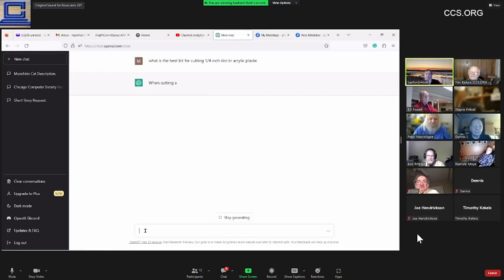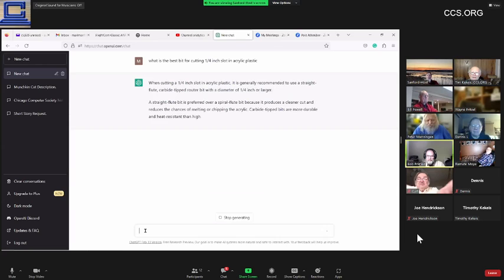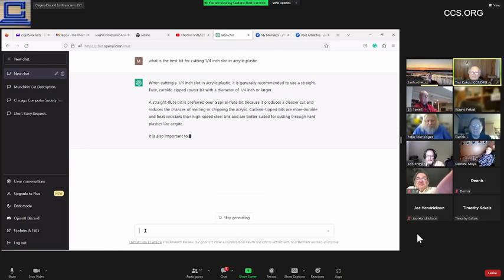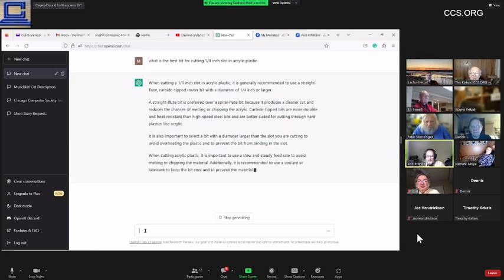Let's see what it says. Straight flute carbide tip. Spiral flute bit. Pete's going to tell us whether this is right or wrong. Bit diameter larger than the slot. No, it can't be. Got to be smaller than the slot. So Pete says no, it's wrong. It's got to be smaller. Otherwise, you can't cut the slot.